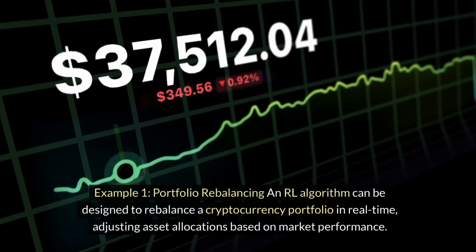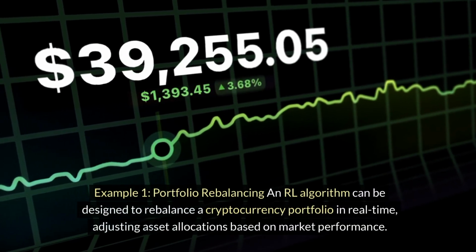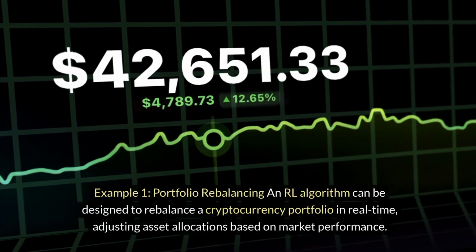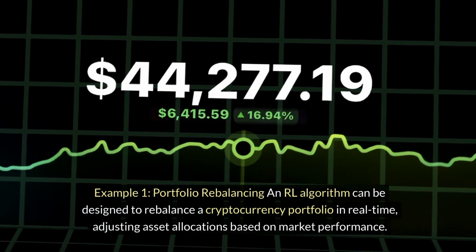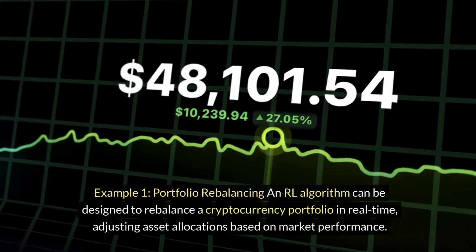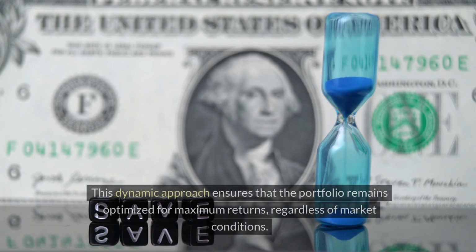Example 1. Portfolio rebalancing. An RL algorithm can be designed to rebalance a cryptocurrency portfolio in real time, adjusting asset allocations based on market performance. This dynamic approach ensures that the portfolio remains optimized for maximum returns, regardless of market conditions.